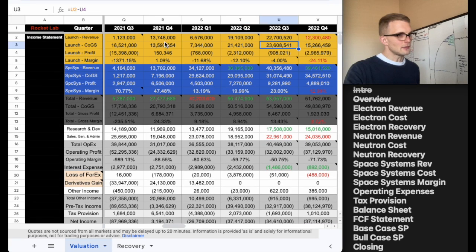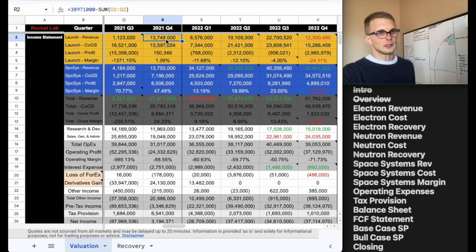All right, so for the Electron revenue, we're going to start at 2021 Q4. The reason that we're not going any earlier than that is because the revenue for the launches was not recognized at the point of launch prior to this quarter. So in a nutshell, a cleaner data set going forward.